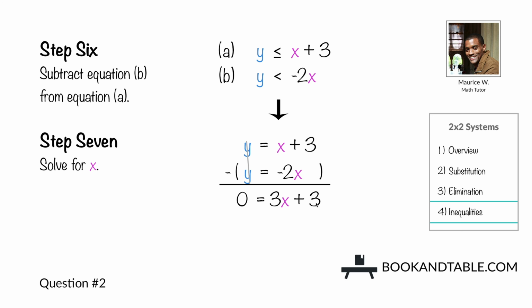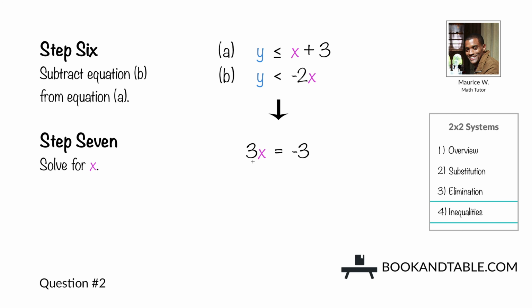is 3. So now step 7, solve for x. So we want to subtract 3 from both sides, giving us negative 3 is equal to 3x. So we divide both sides by 3, and that gives us x is equal to negative 3 divided by 3, which is negative 1.